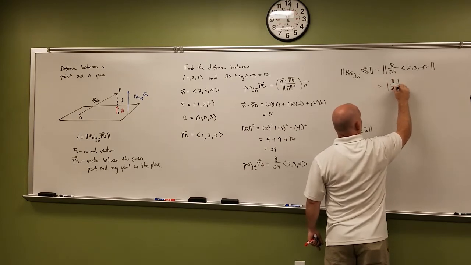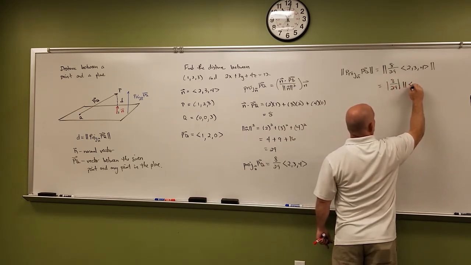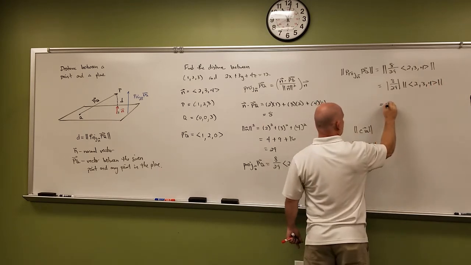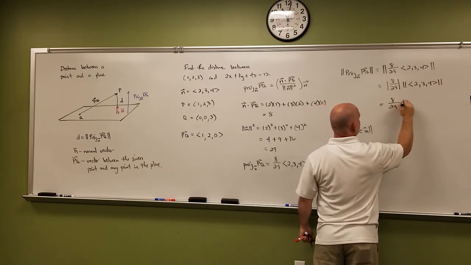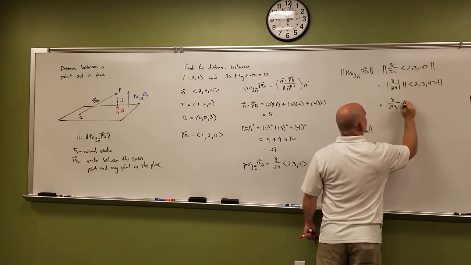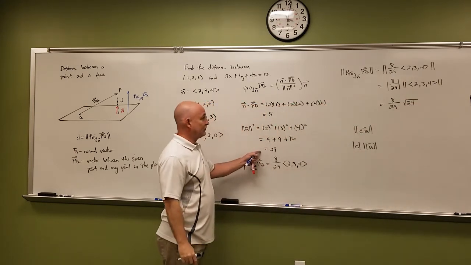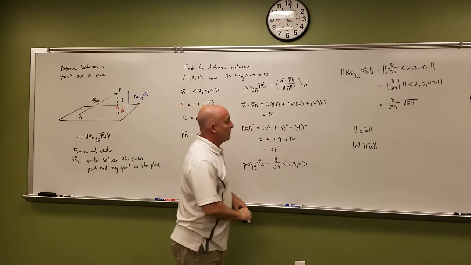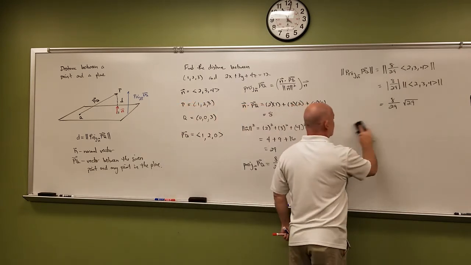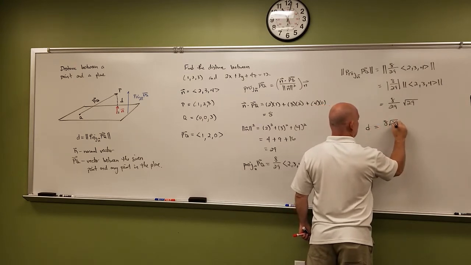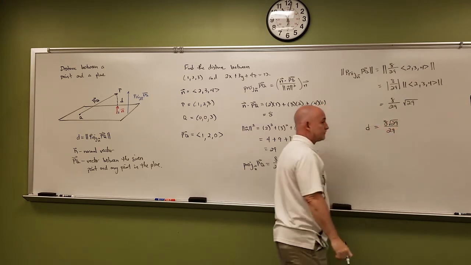So we can just pull that out and do the magnitude of 2, 3, 4, which is 8/29 times the square root of 29, right? That would be the same thing here, except we'd actually take the square root of it. Okay, so there's our answer. There's the distance between those two. So it's 8 square roots of 29 over 29.